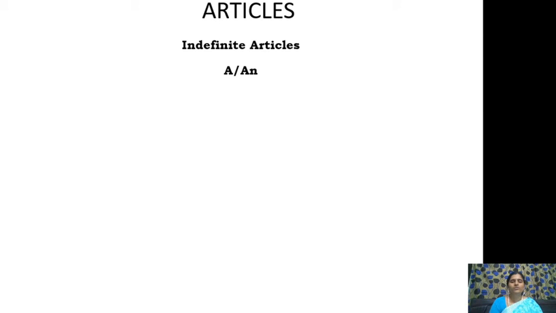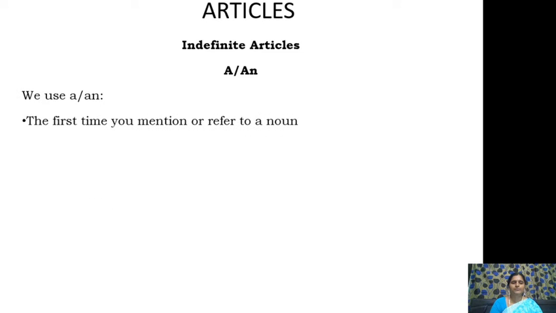Let us see the rules of this usage. We use a or an the first time you mention or refer to a noun in a context. When you are mentioning a noun for the first time, then before that singular countable noun, we use a or an. Again, whether we use a or an depends on the initial sound of that particular word.